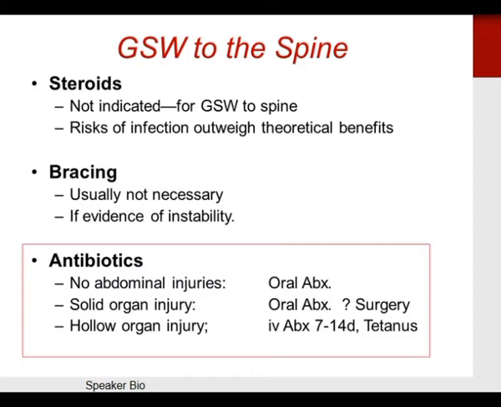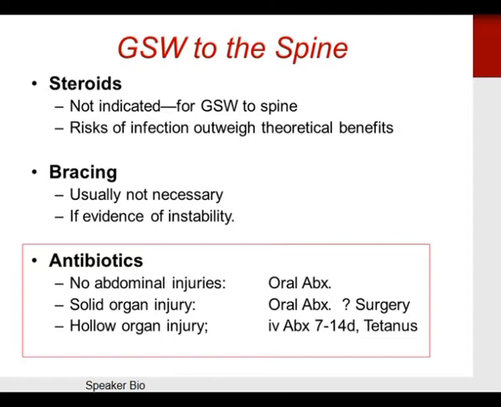Just a comment about gunshot wounds to the spine. Remember that steroids are not indicated. The risks of infection outweigh the theoretical benefits. Bracing is usually not necessary unless the projectile involves both pedicles and greater than 50% of the vertebral body.